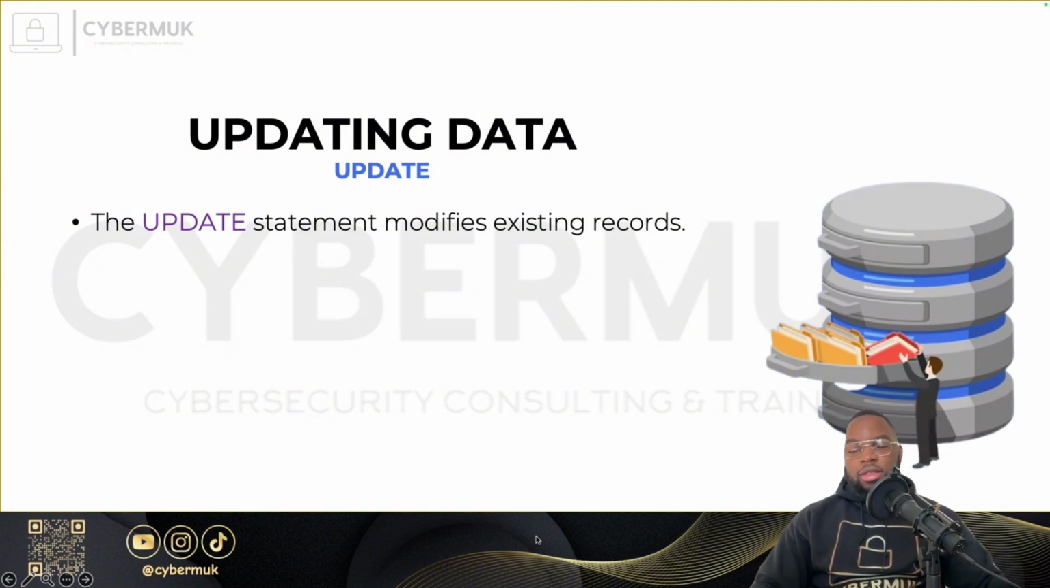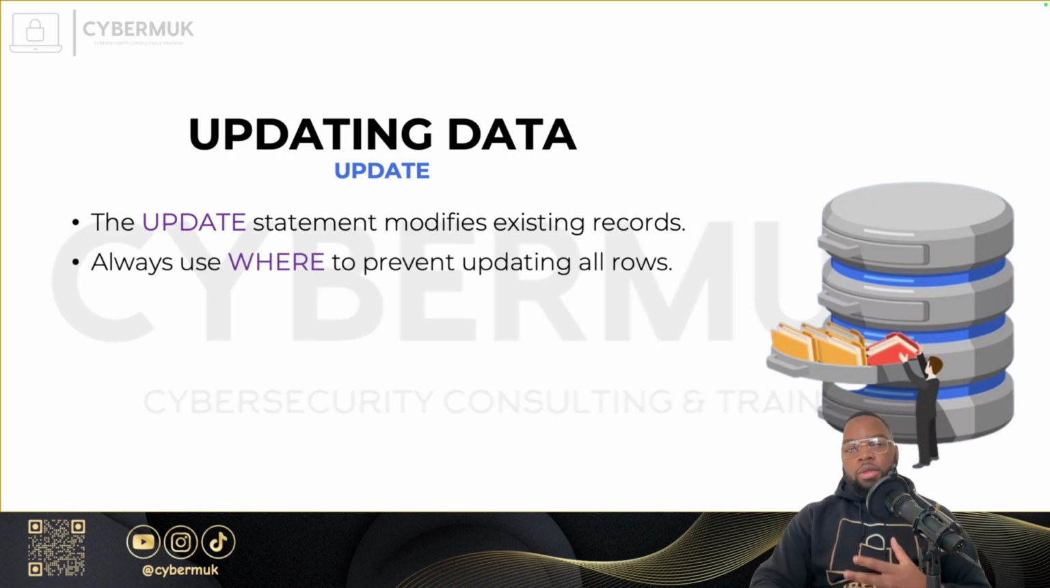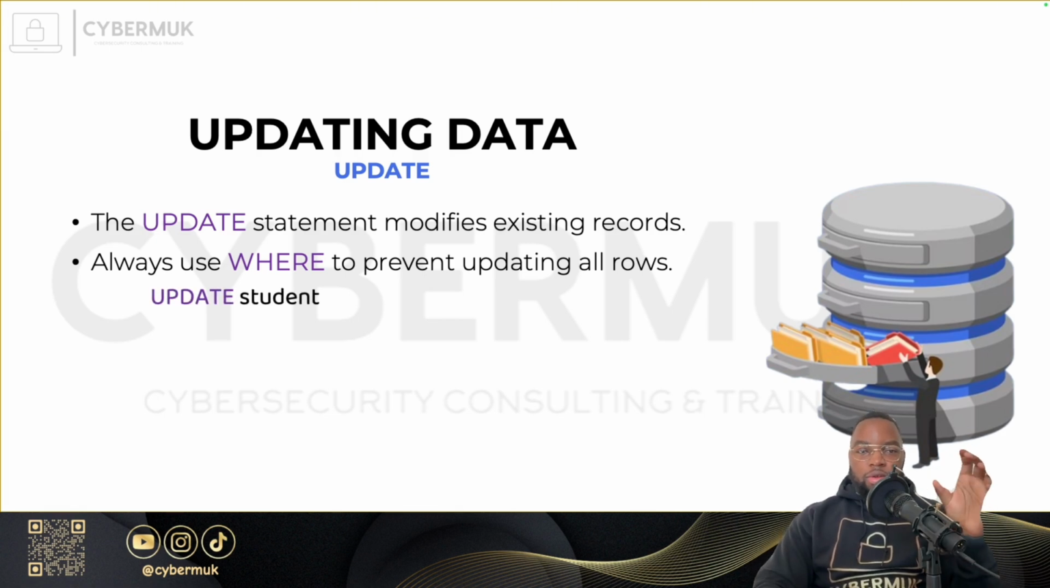So it modifies existing records, updating a student's GPA after grade revisions, changing a product price in the store database, modifying employee salaries, multiple examples, so many examples, right? So here you will also use the where clause to prevent updating all rows. You can easily make that mistake where you think you're updating for one student, but it's updating for everything. So always make sure you're specifying.